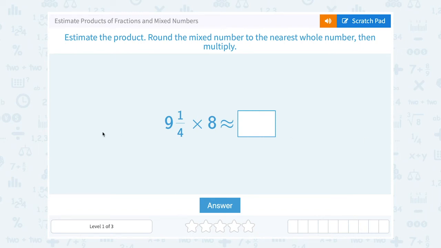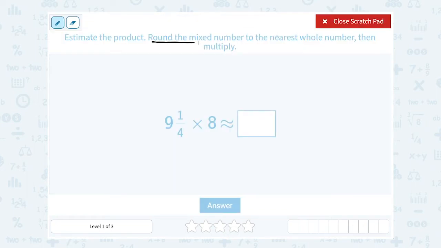Let's take a look at how to estimate products of fractions and mixed numbers. They ask us to estimate the product: round the mixed number to the nearest whole number, then multiply. Okay, so notice the mixed number we're rounding to the nearest whole number. The mixed number is the one that has a whole number part and a fraction. So here, 9 1/4 would be our mixed number.